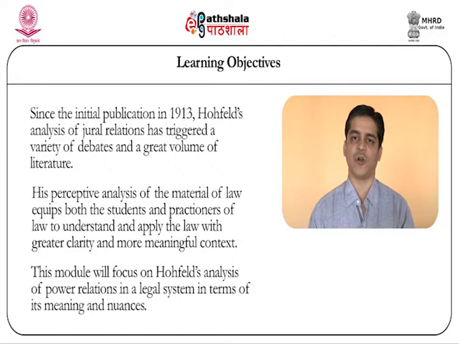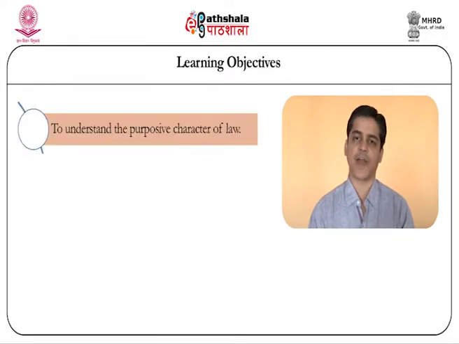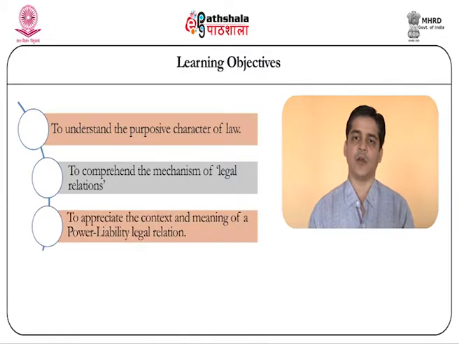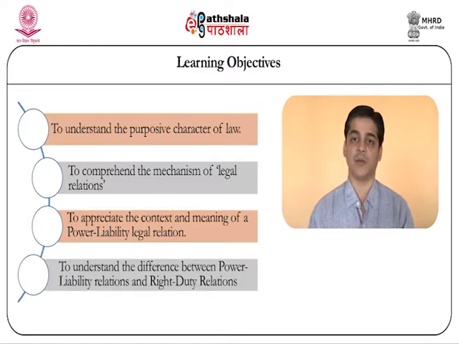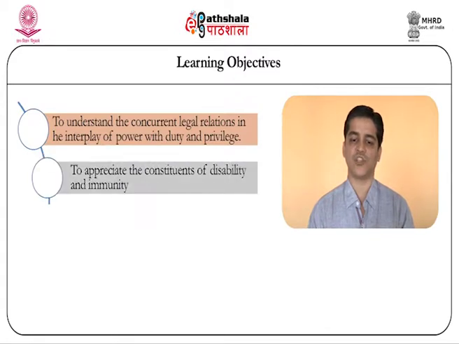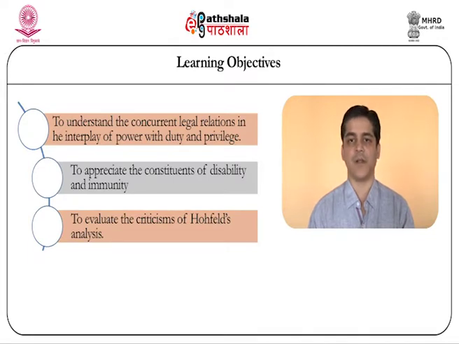The objectives of this particular module are the following: to understand the purposive character of law, to understand the mechanism of legal relations through which law operates, through which law seeks to achieve its purpose, to appreciate the context and the meaning of power liability legal relation proposed by Hohfeld, to understand the difference between power liability relation on one hand and right duty relation on the other hand, to understand the concurrent legal relation of power with duty and power with privilege, to appreciate the idea of disability and immunity in terms of the constituent of power, and to evaluate some of the criticisms which have been directed at Hohfeld.